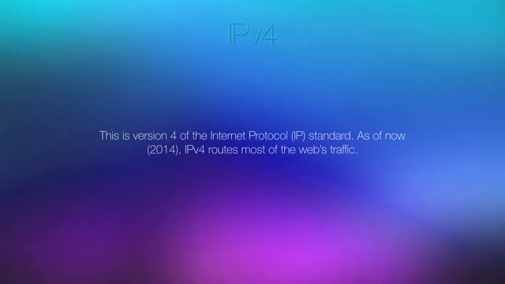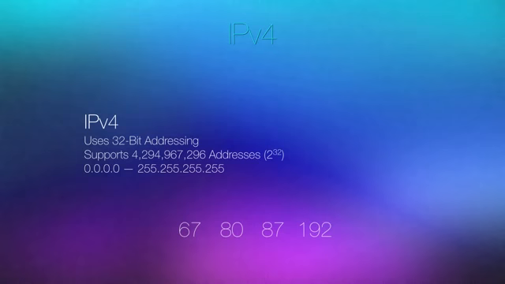So currently, we are using version 4 of this Internet Protocol standard. As of now, in the lovely year of 2014, IPv4 is responsible for routing most of the web's traffic. Internet Protocol version 4, or IPv4, uses what's called 32-bit addressing. 32-bit addressing means we can take about 4 billion values into account. Just like with a 32-bit operating system, that system can address about 4 billion bytes of RAM, for example, which is about 4 gigabytes.